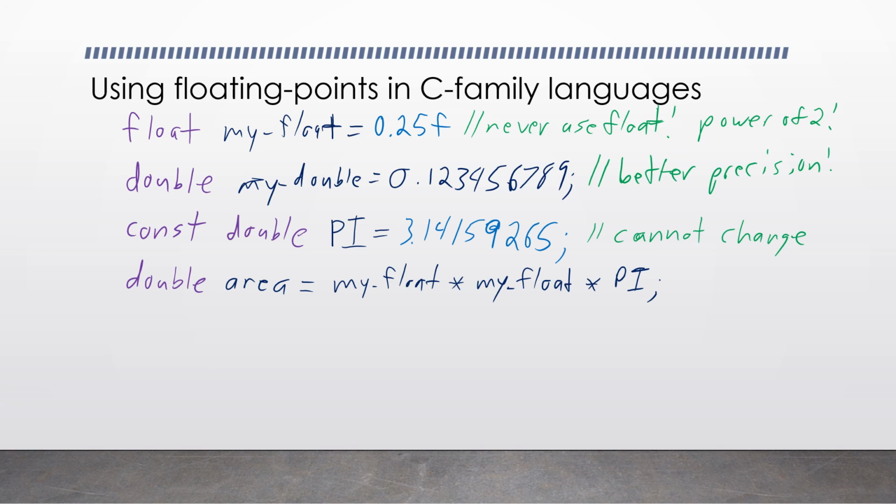Okay, so I can also, as before with ints, just use the variables once I've made them. Now I want area to equal pi times my double squared. I can use the power function, pow, my double to the power of 2. So pi times my double squared, so the area of a circle. Okay.